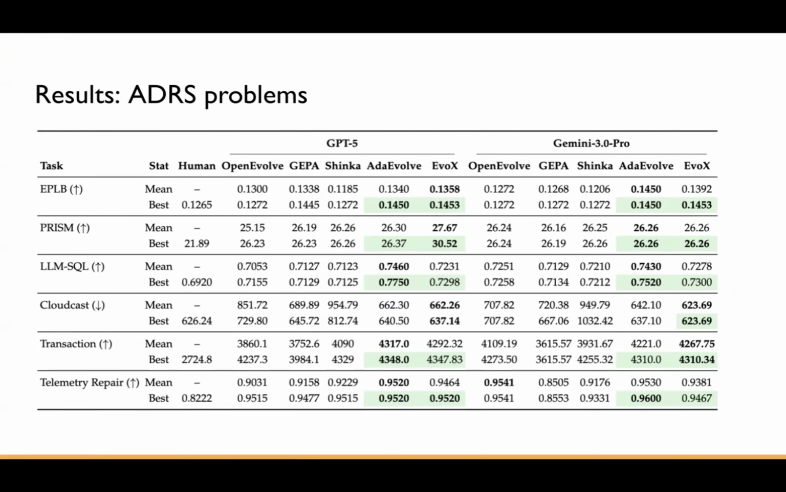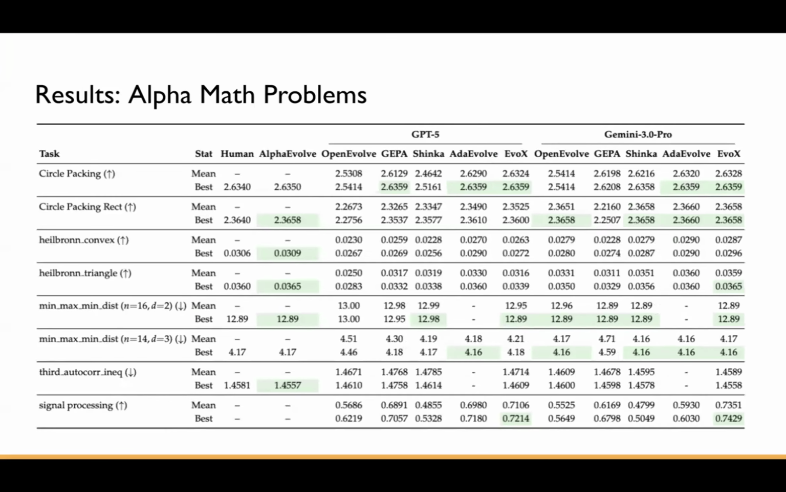And then we tried all the AlphaEvolve math problems, starting from circle packing to several of the tasks, and signal processing is the one that I was showing in the case study. And again, we can see that for many of the problems, both for GPT-5 and Gemini 3, we are able to beat all the open source frameworks almost always. And also we are able to match or beat AlphaEvolve closed source numbers that Google presented in their work.